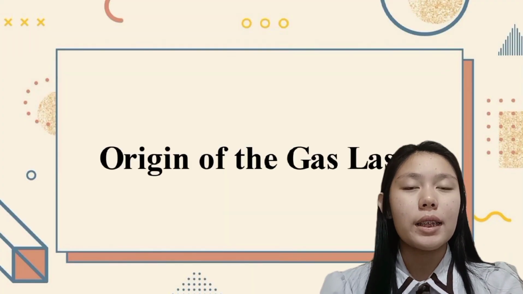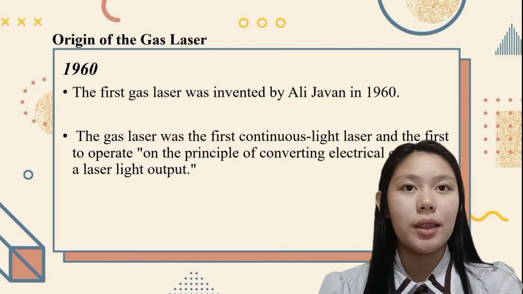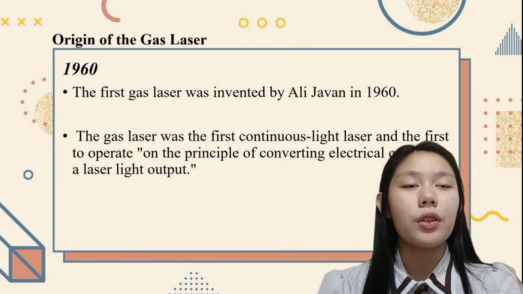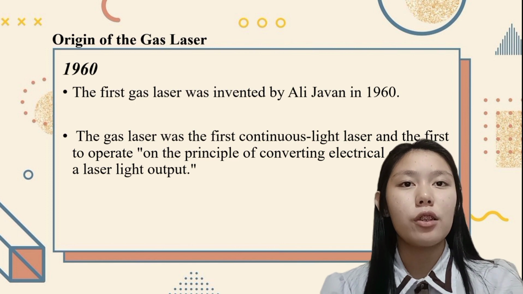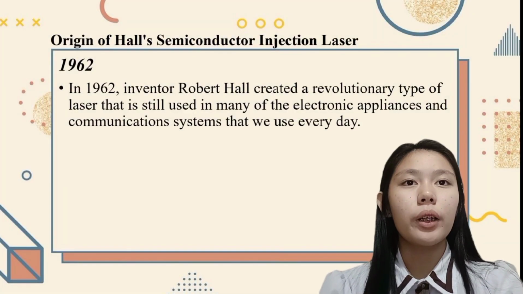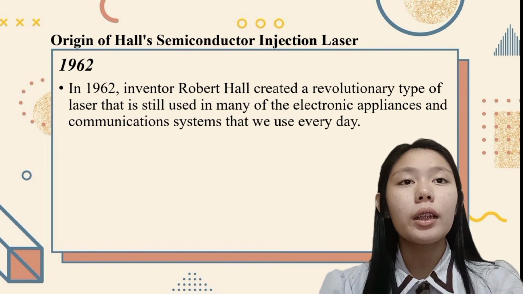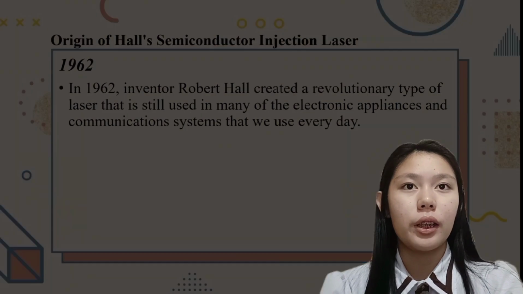Origin of the gas laser. The first gas laser was invented by Ali Javan in 1960. The gas laser was the first continuous high-light laser and the first to operate on the principle of converting electrical energy to a laser light output. In 1962, inventor Robert Hall created a revolutionary type of laser that is still used in many of the electronic appliances and communication systems that we use every day, which is the Hall semiconductor injection laser.